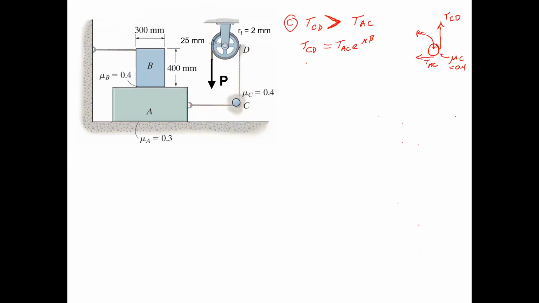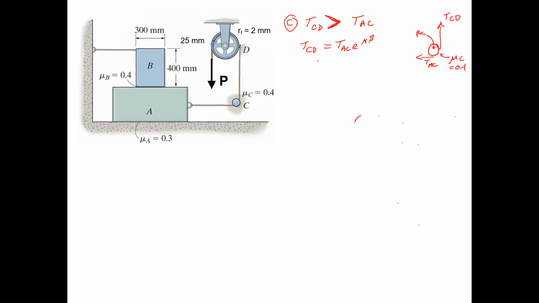So the reciprocal of that formula, solving for TAC, is you divide both sides by e to the mu beta, right? So TAC equals TCD e to the minus mu beta, and you could write this if you want, but it doesn't really matter. In that case, you're going to have the smaller one, right? But that's sort of immaterial. Sticking with the original formula, we're trying to find TCD.